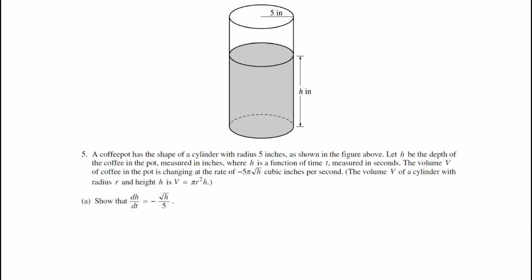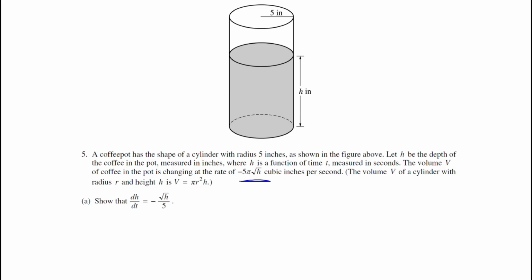All right, this is question number 5 from the 2003 AP Calculus AB exam. It is a differential equation FRQ, and we're given a coffee pot in the shape of a cylinder with a radius of 5 inches. And h is the depth of the coffee in the pot in inches, and it's a function of time measured in seconds. It tells us that the volume of the coffee in the pot is changing at this rate, -5 pi root h. And it tells us volume is pi r squared h. It then says, show that dh dt is -root h over 5.